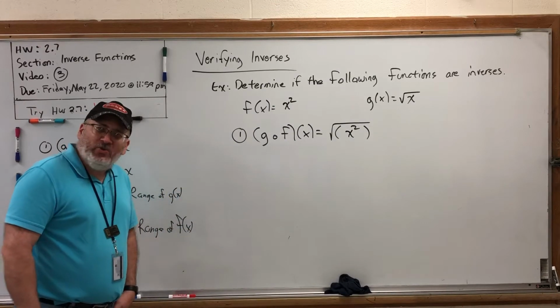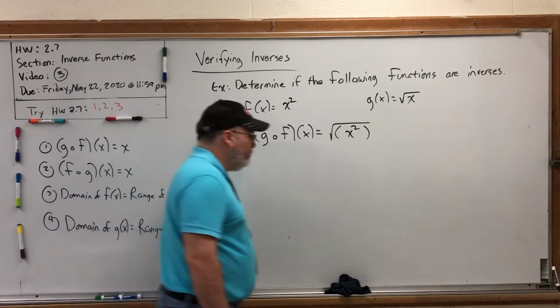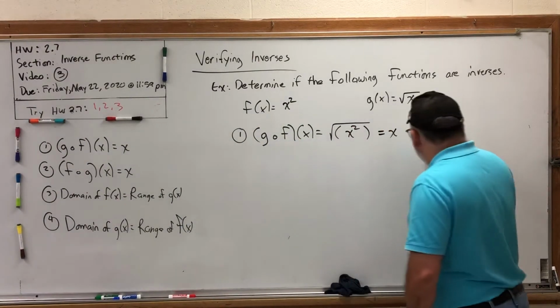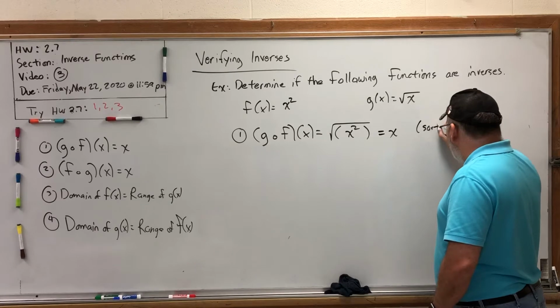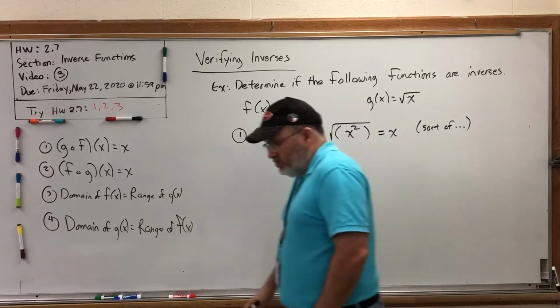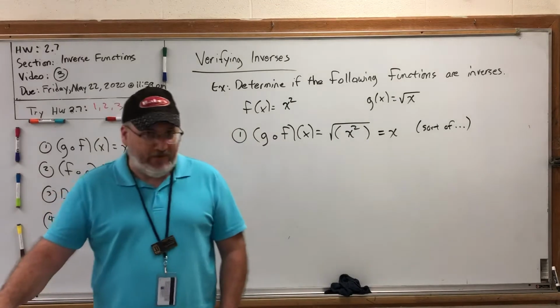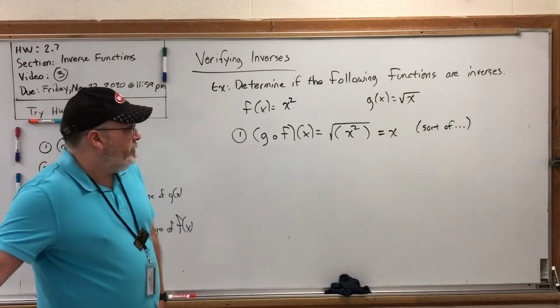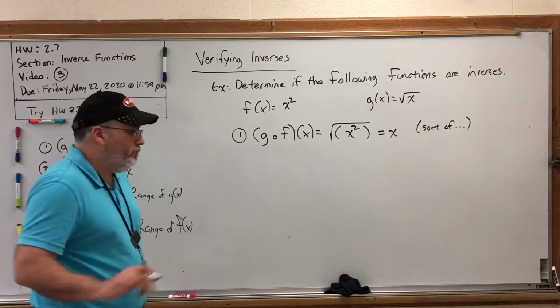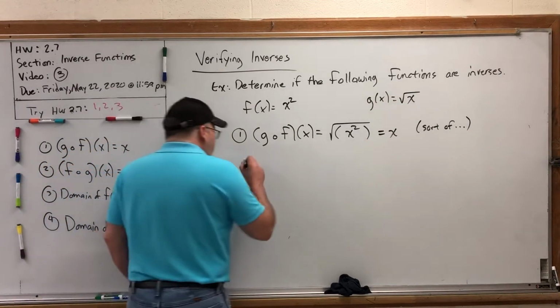Don't those cancel? Don't squares and square roots cancel? Well, I'm going to write equals x, but I'm also going to write sort of. Because in a minute, I'm about to rattle your foundation subtly and then tell you why I haven't lied to you. So the square root of x squared equals x, sort of. Again, you'll see why in a moment. Let's do it the other way around.